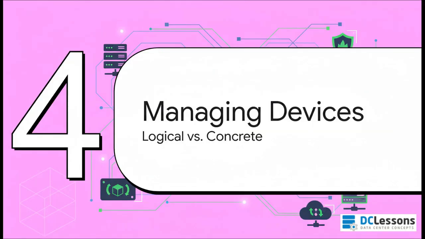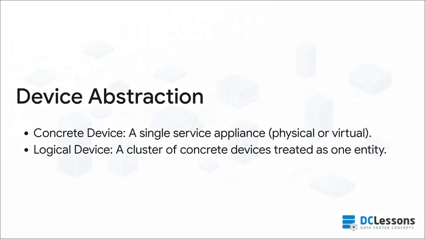So we've covered the logical graph, and we've covered how the traffic flows. But what about the actual physical hardware, or the virtual appliances that are providing these services? How does ACI manage those? Well, this is another one of those key ideas that makes ACI so powerful. A concrete device is exactly what it sounds like, a single physical firewall or a single virtual load balancer. But ACI also has this logical device object. This is basically a management container that represents a whole cluster of concrete devices, like an active standby firewall pair, and it lets you manage them as one single resilient unit.